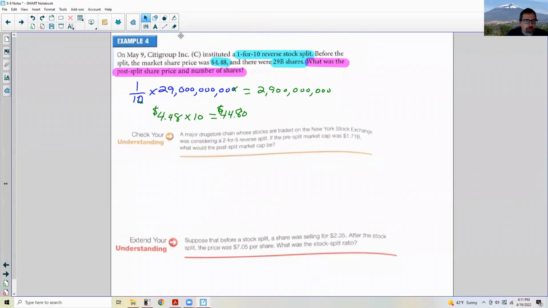A major drugstore chain whose stocks are traded on the New York Stock Exchange was considering a 2-for-5 reverse split. Okay, so they're doing a 2-for-5 reverse split. So for every 5 shares you have, now you only have 2. If the pre-split market cap was 1.71 billion, what was the post-split market cap? Well, I just gave you the answer by reading that definition again. The answer to that is simply 1.71 billion, because market caps don't change with splits.